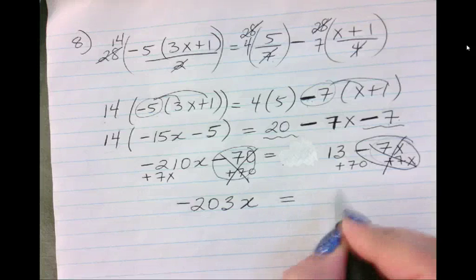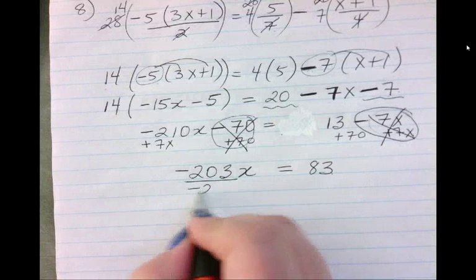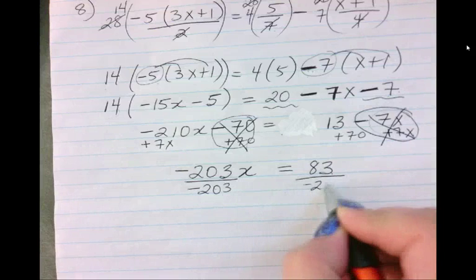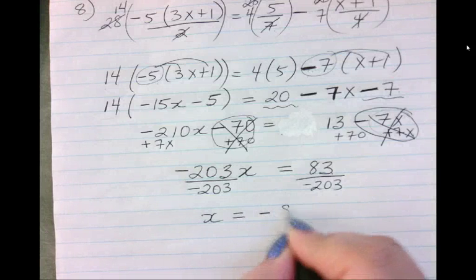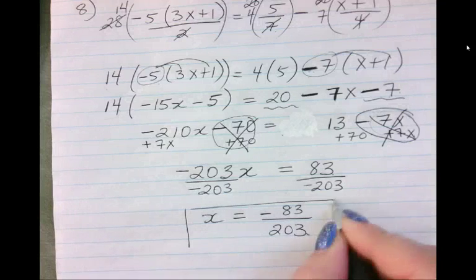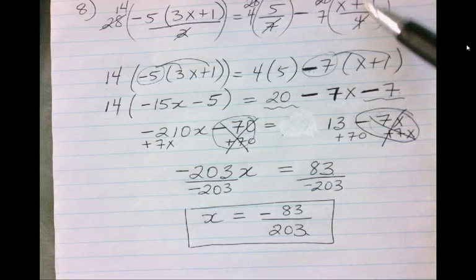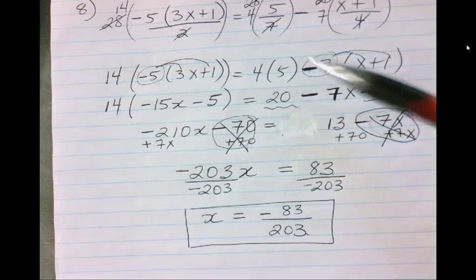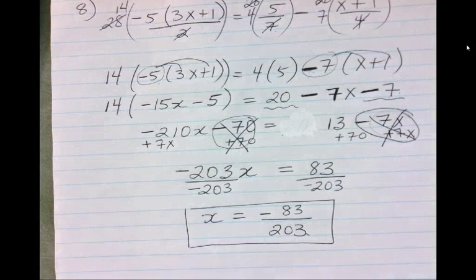Now what are we left with on this side? Negative 203x equals 83. The next thing I'm going to do is divide both sides by negative 203. And we end up with x is equal to negative 83 over 203. And there is your answer. Another thing, notice when you're solving equations, make sure you're working downwards. You only ever have one equal sign on a line. You're not allowed to have two equal signs in a row. You can't work across. Good?